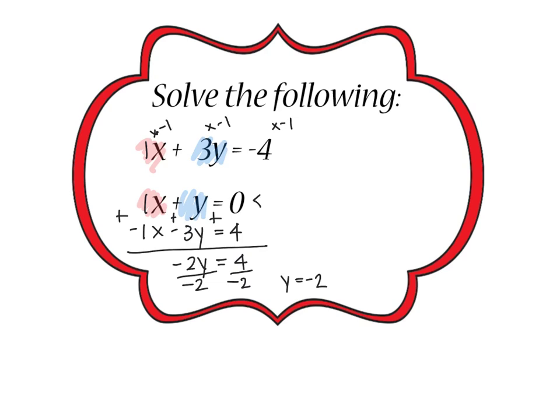I'm going to plug it into this one. When I do that, I have x plus negative 2 equals 0. I would add 2 to both sides. X is 2, so my ordered pair is 2, negative 2.